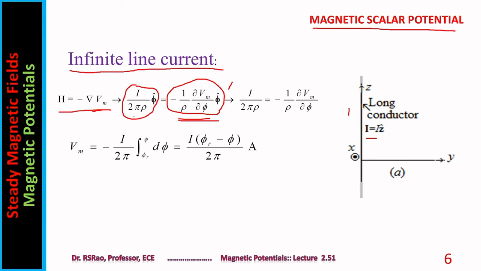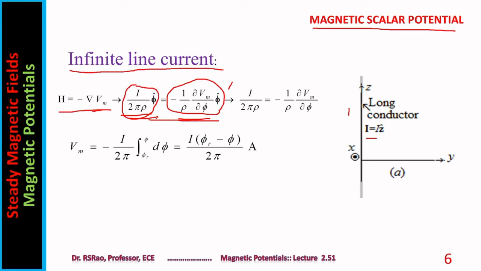Why are they discarded? The reason is that H is in the phi direction. So in the expansion of grad Vm, we consider only the phi component. Other components we need not consider. We need not bother; they are irrelevant.